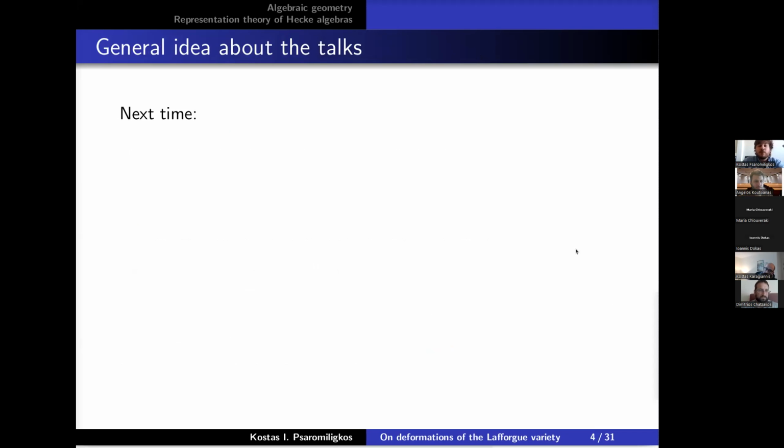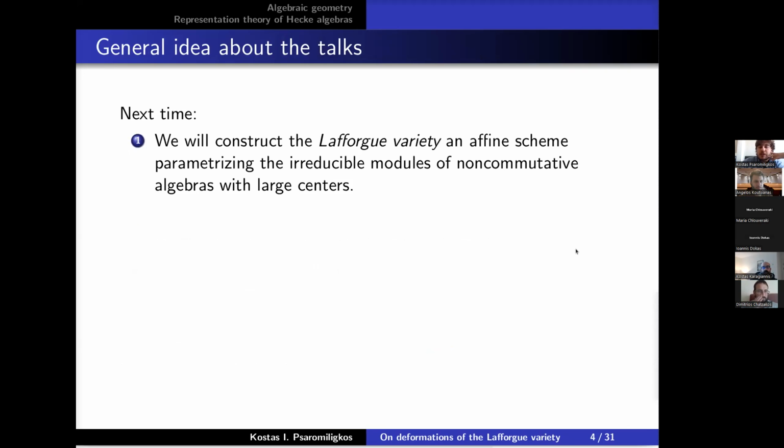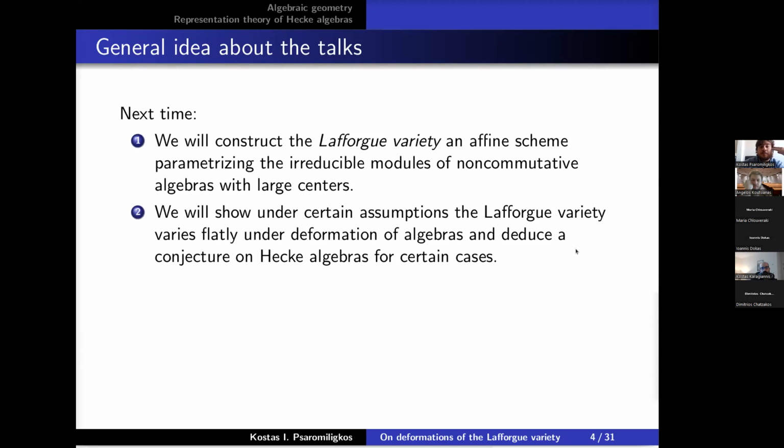What we'll do next time is construct this Lafforgue variety in the title, which is an affine scheme parametrizing the irreducible modules of non-commutative algebras with large centers. Most algebras we get in representation theory have some kind of large center, and in particular, the Hecke algebras we'll consider have large center. And we will show under certain assumptions that the Lafforgue variety varies flatly under a deformation of algebras, and deduce some conjecture for certain cases.